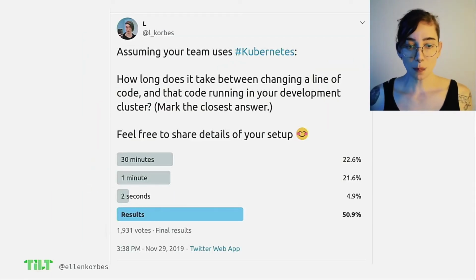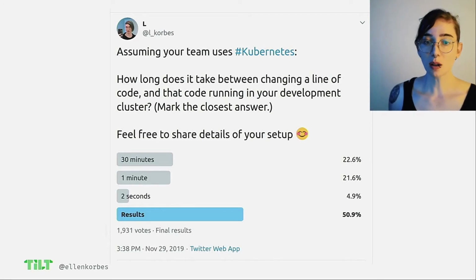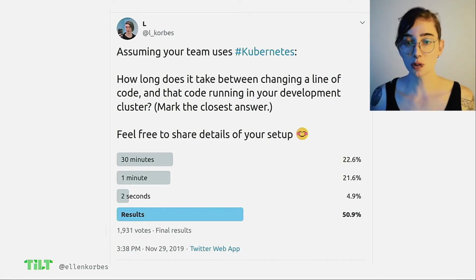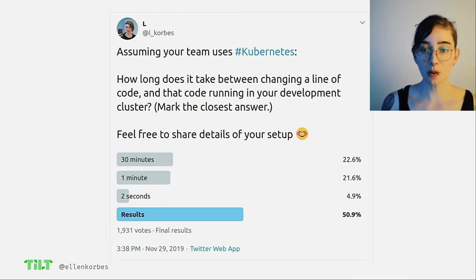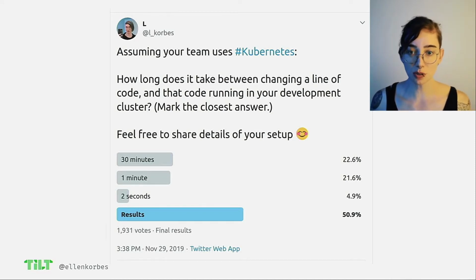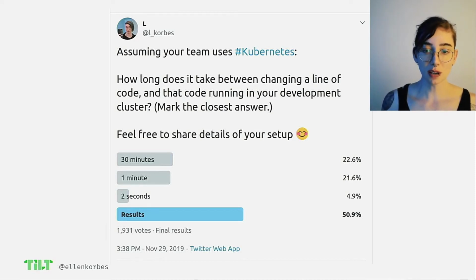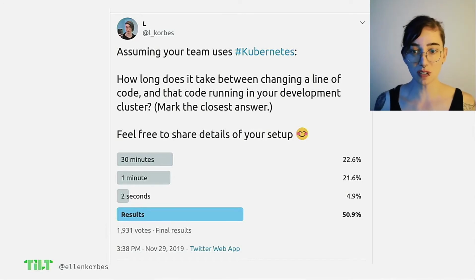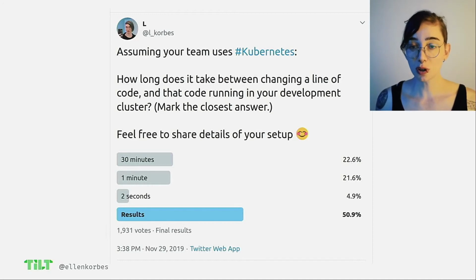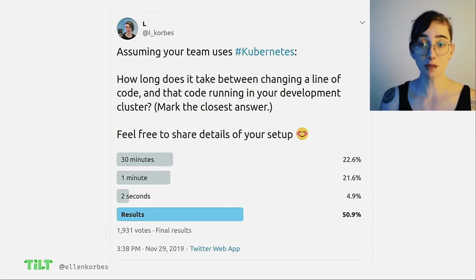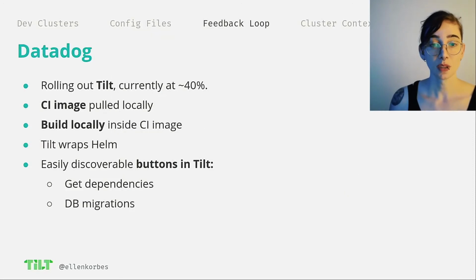Now, I posted this on Twitter. Basically, how long does it take between changing a line of code and that code being live and running in your development cluster? A lot of people said 30 minutes, which I find really sad. I always aim for 2 seconds. You can get to 2 seconds. I have a whole talk about tips and tricks and hacks to achieve this. The smaller the time, the better. You should aim for the feedback loop time being so fast that you don't have time to pick up your phone and look at pictures of cats.